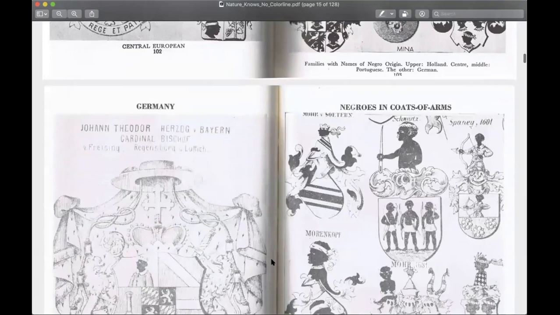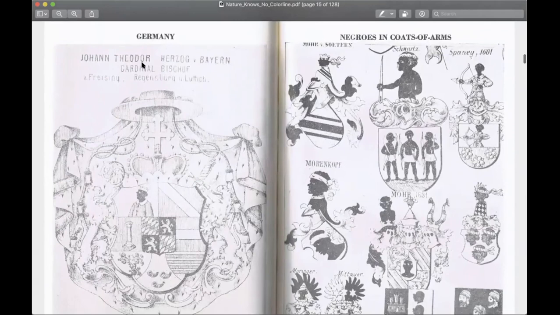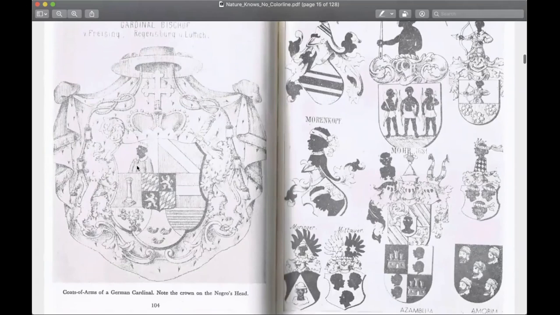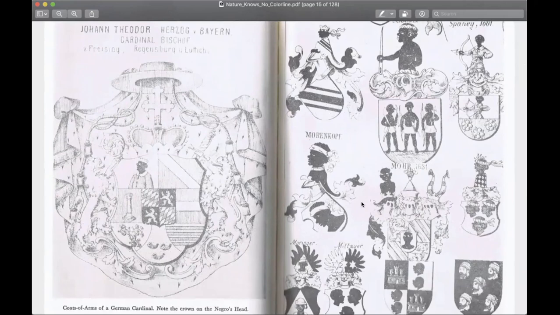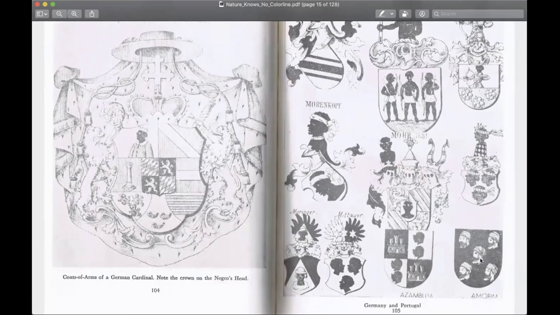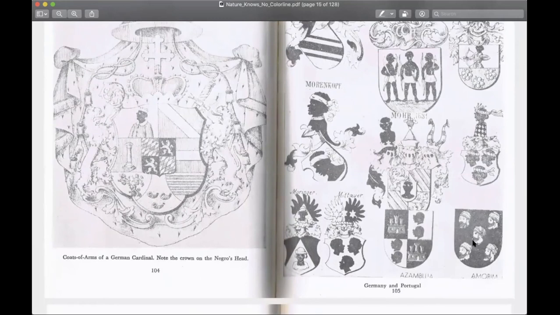And we got another one right here. And this one says, again, Germany. Says Johann Theodor Herzog Bayern, Cardinal Bishop. All right. And it says coat of arms of German Cardinal. Note the crown of the Negro head. And on this side, we have more Sauternes. Schwartz, you see that? Schwartz, Swarthy, Stewart, Swart, Swartz, Spanny, Moore, Morenkopf, Moringer, Metal, Asambua, Amorim. Look at that, he's pale skin. The Amorim is pale skin. Look at that crest. Germany and Portugal.